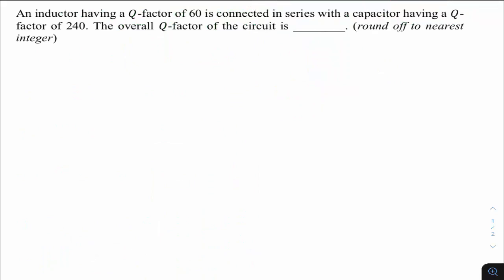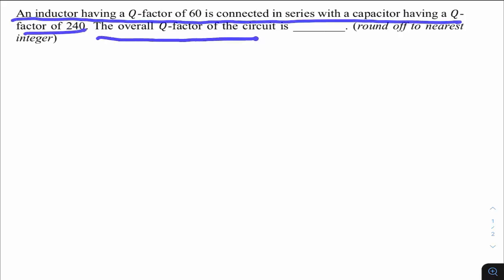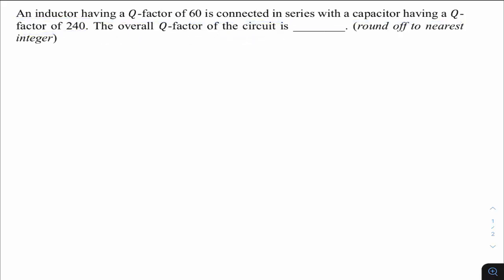This is from network subjects and related to the quality factor concept. The question is, an inductor having a Q factor of 60 is connected in series with a capacitor having a Q factor of 240. The overall Q factor of this circuit is dash. Okay. So this question is based on a standard formula.